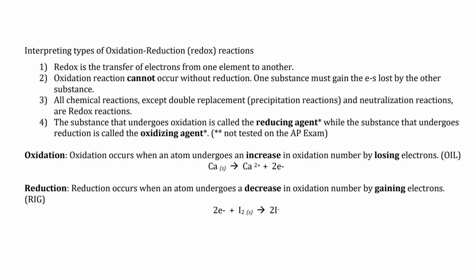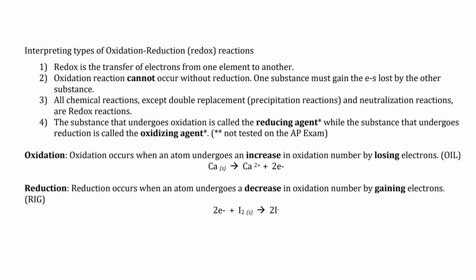So, oxidation occurs when an atom undergoes an increase in oxidation number by losing electrons. So OIL: Oxidation Is Losing. Reduction occurs when an atom undergoes a decrease in oxidation number by gaining electrons. So what does that mean? So LEO the lion goes GER, and OIL RIG. Those are just two ways to help remember this.